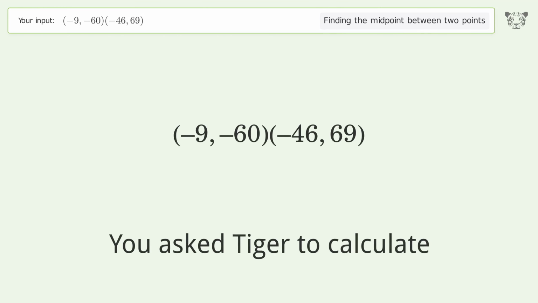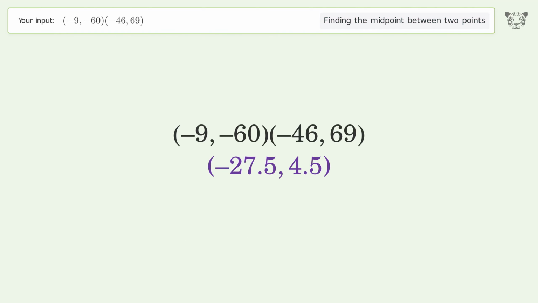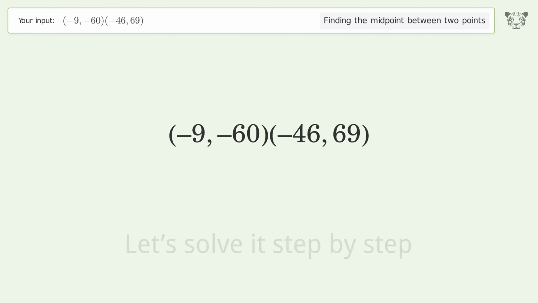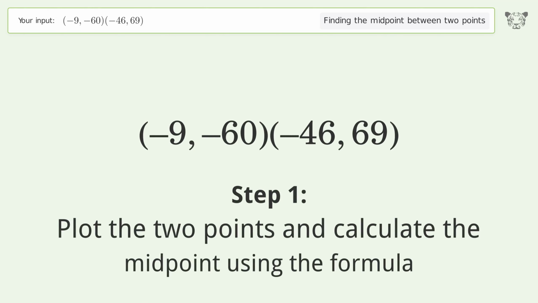You ask Tiger to calculate. This deals with finding the midpoint between 2 points. The midpoint between the 2 points is negative 27.5, 4.5. Let's solve it step by step. Plot the 2 points and calculate the midpoint using the formula.